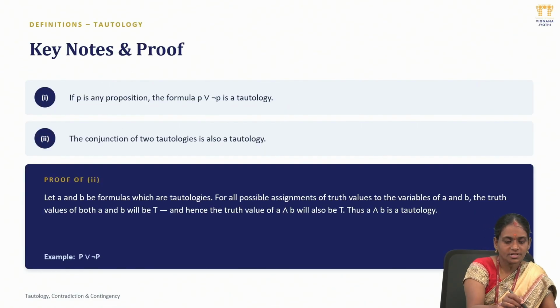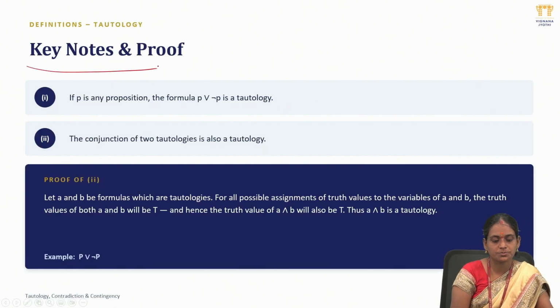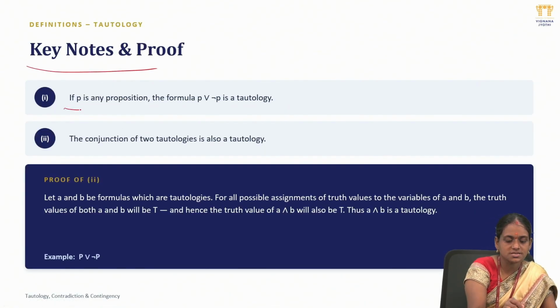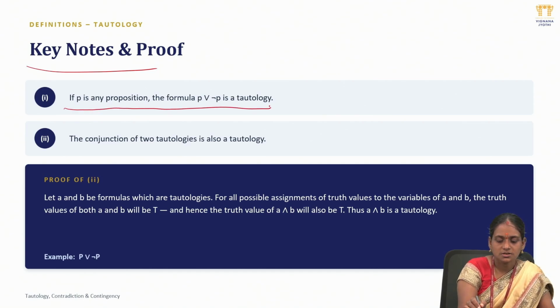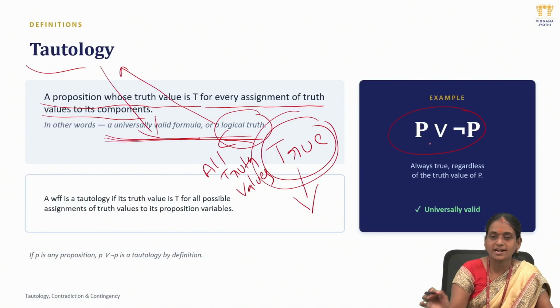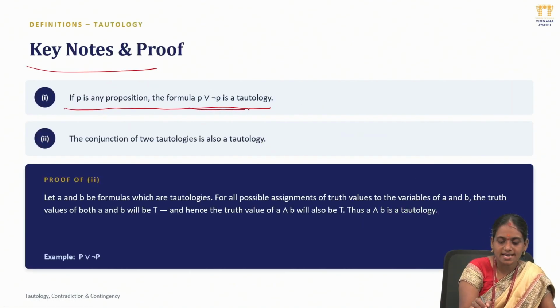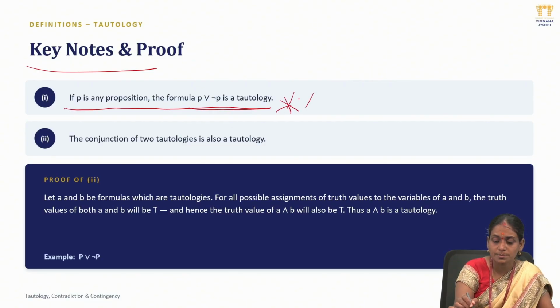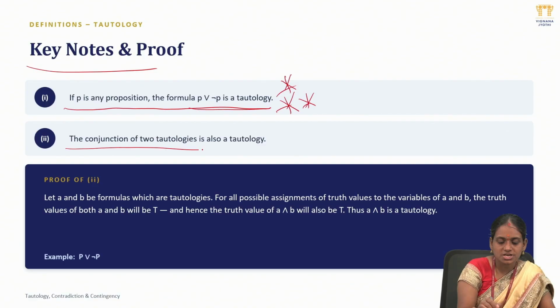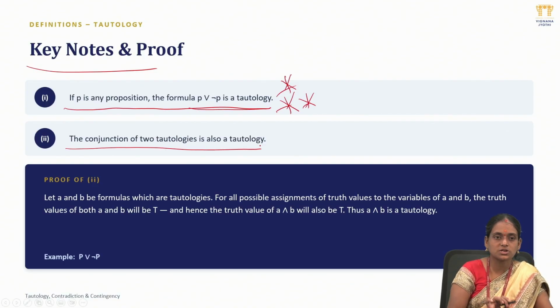Next, here I have given some keynotes and proofs. If P is a proposition, then P or negation P is a tautology. We have to remember this as a formula. And next, the conjunction of two tautologies is also a tautology. This is also one important formula. We are going to prove this in further problems, how it can be true.